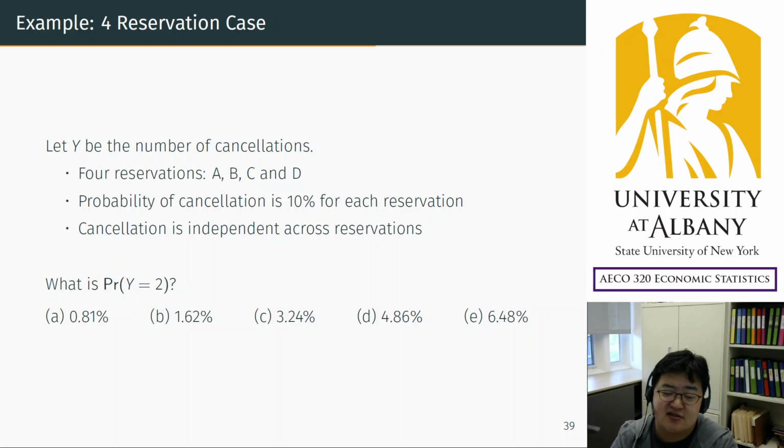Now for the reservations, I will consider the case that the number of cancellations is 2. You have 2 cancellations, but you don't know who canceled and who did not. So try this and see what's going on. Pause the video. This is a practice, and you may be wrong, but don't worry, it's natural. Even if you're wrong, okay, I assume you have done it.